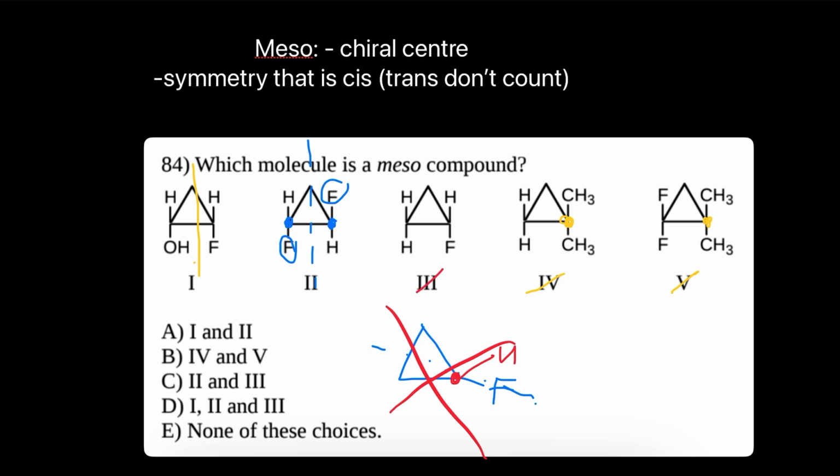So 2 is not a meso compound either because it has symmetry, but it's not cis, it's trans. So the answer is none of these choices is a meso compound.